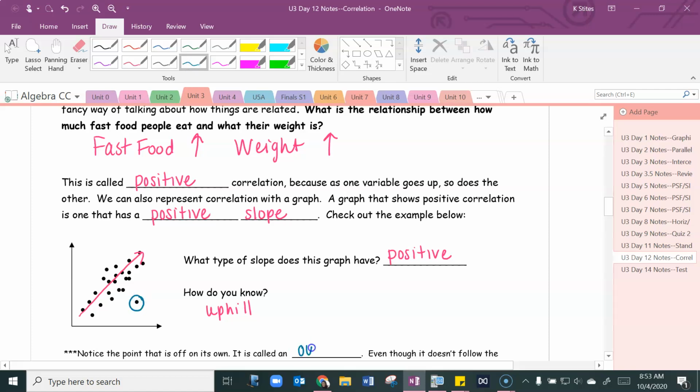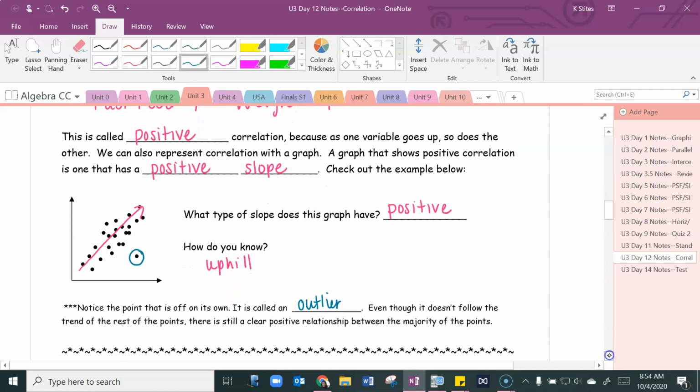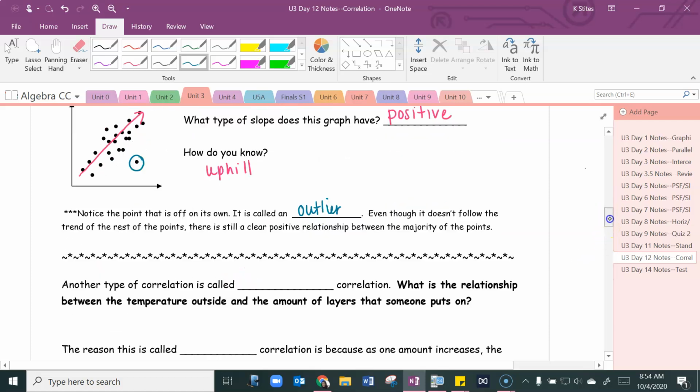Now there is a point off here kind of on its own. This is called an outlier. This is something you'll talk more about when you're a junior. Even though it doesn't follow the trend of the rest of the points, there's still a clear relationship between the majority of the points. So this would be someone who maybe eats a ton of fast food but still doesn't gain any weight. That's not normal for most people. So that person is an outlier.